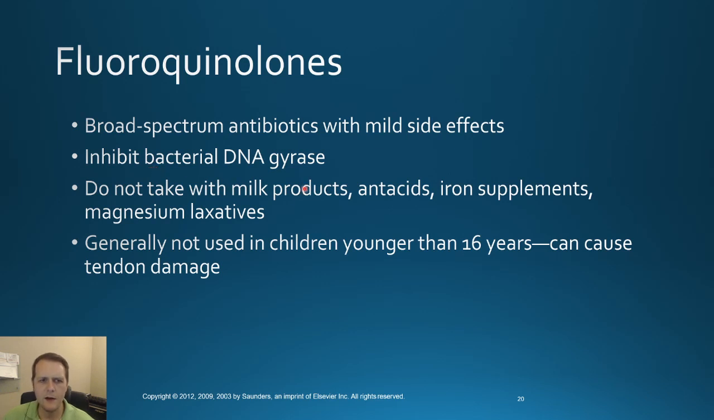These are another set of products you do not want to take with milk, antacids, iron supplements, etc., because they will also bind very similar to the tetracyclines. These are going to be drugs we typically do not use often in kids less than 16 years of age, mainly because this can lead to things like tendon damage and can actually lead to severe tendinitis or potentially a rupture of the Achilles tendon. That's happened rarely, so we typically avoid these in kids unless we have to use them.